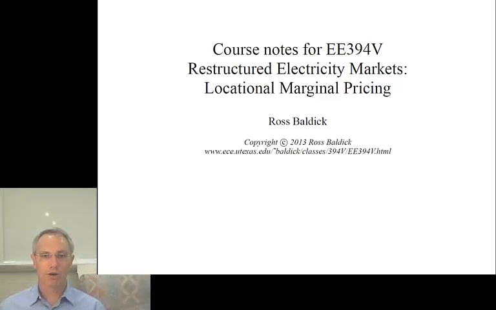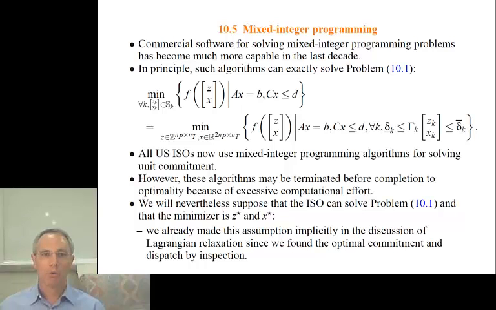In the last part of this chapter on unit commitment, we'll first briefly look at mixed integer programming approaches to unit commitment and then move on to an alternative approach to make-whole payments. So let me start by observing that commercial software for solving mixed integer programming problems has become much more capable in the last decade. And in principle, such algorithms can exactly solve problem 10.1, where we wanted to minimize our costs consisting of startup, minimum load or no load operating costs, and incremental energy costs, subject to our system constraints.